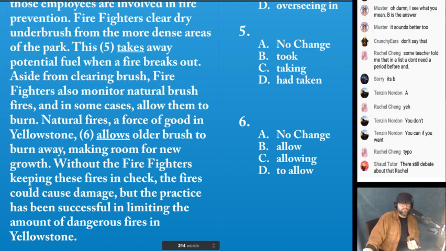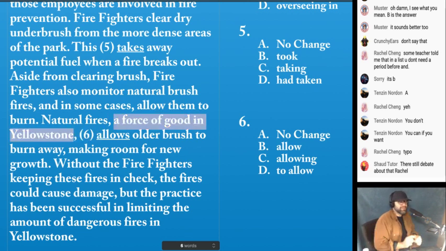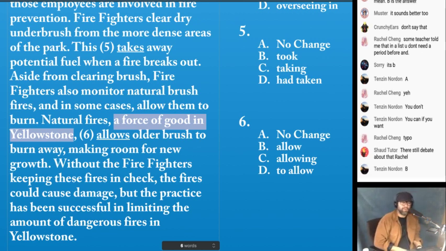Natural fires, a force of good in Yellowstone. We're on number six right now. Allows. So this is a really sneaky one. You have to match the number on this one and look at the noun right before the verb. The noun is Yellowstone, which is singular. If you just started there, Yellowstone allows older brush to burn away. That sounds really good. But notice that Yellowstone has a comma after it because it's part of a non-essential modifier, bruh. Really what this is supposed to say is natural fires allow older brush. Natural fires are plural. So we actually need six to be B.